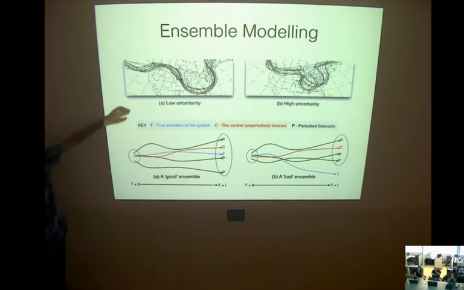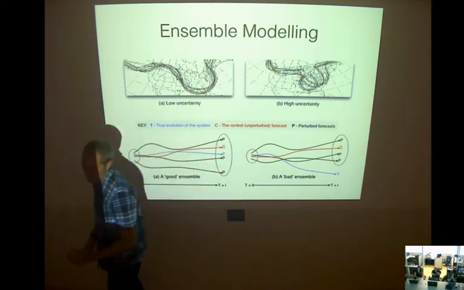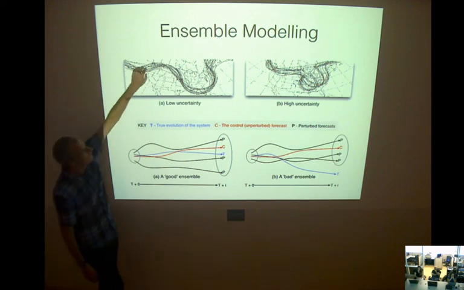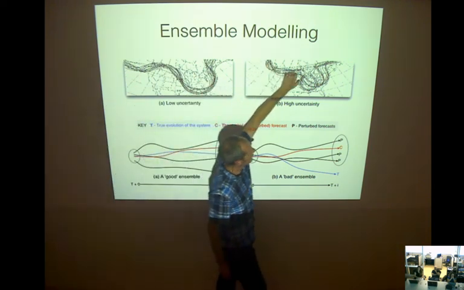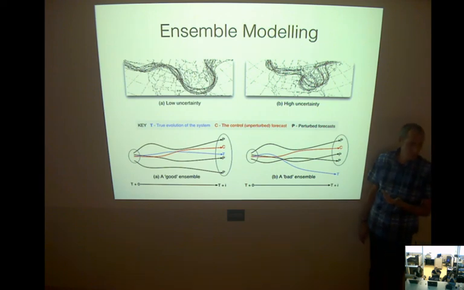If all your models converge on the same type of pattern, you know there's going to be relatively low uncertainty in what's going to happen. This is roughly the path of the hurricane. However, if the hurricane's going all over the place and your models are suggesting it's going all over the place, how do you know which one's going to be right?